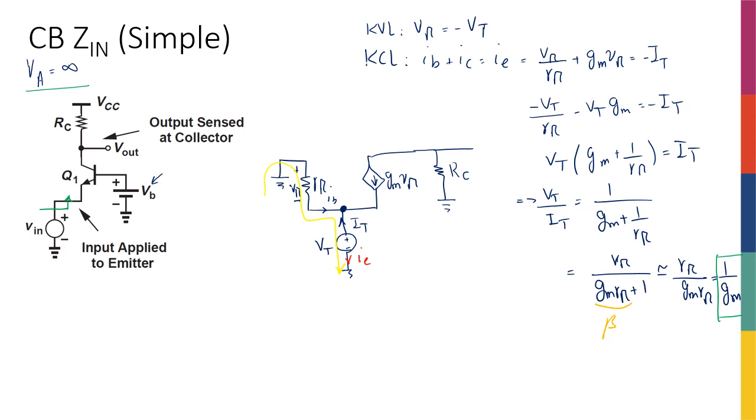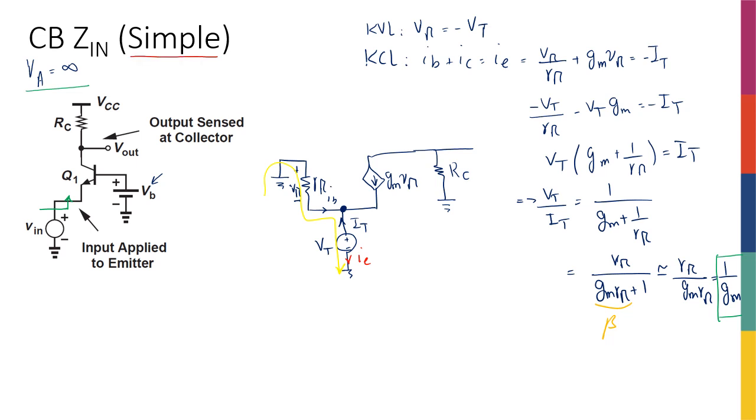So if I'm looking into the emitter and I want to calculate how much impedance or how much resistance I see from there, it doesn't matter what kind of configuration or amplifier topology we are talking about. If I'm looking into the emitter, the resistance that I see is always the same, no matter what the amplifier topology is.